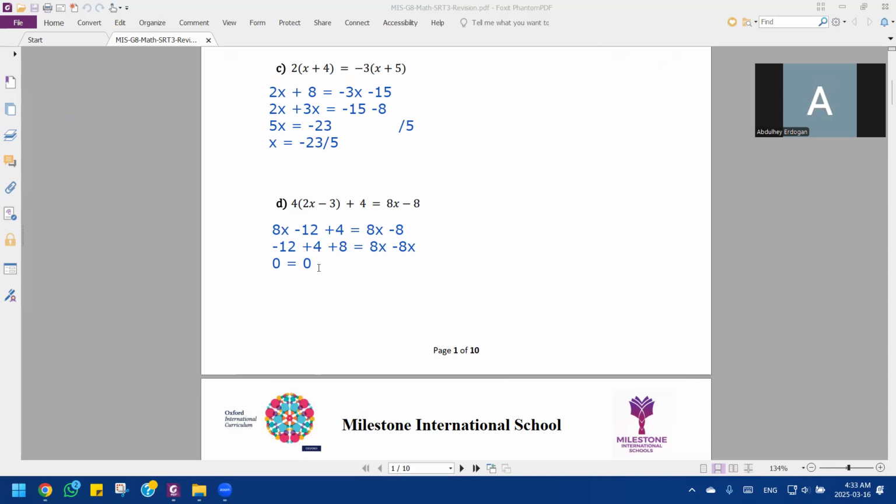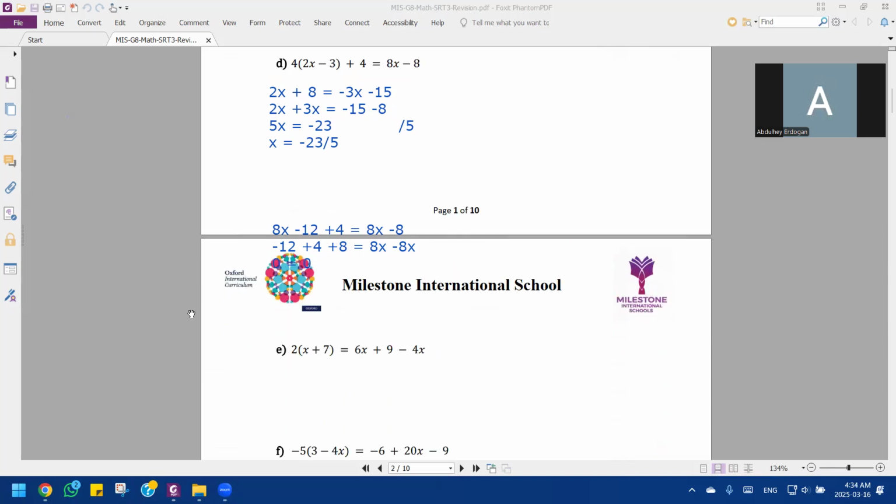So here, as you can see, x is removed. We have 0 equal to 0. Also, this is a special case. Is it true? Yes, it is true, so you keep it. It means any value of x is accepted. But you don't have to care about it now. Okay, next.